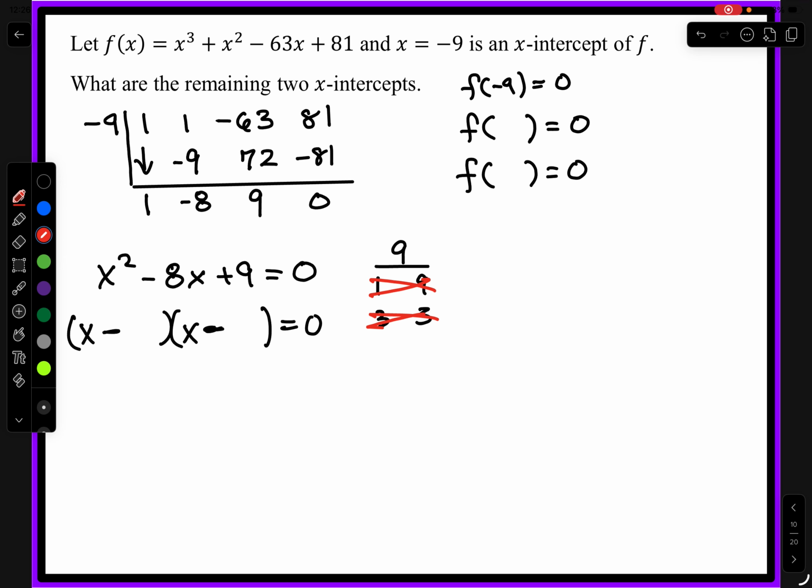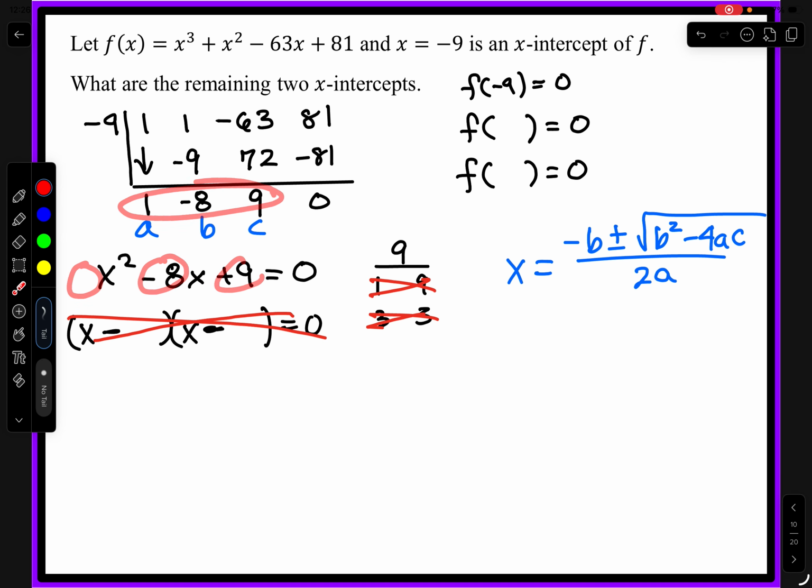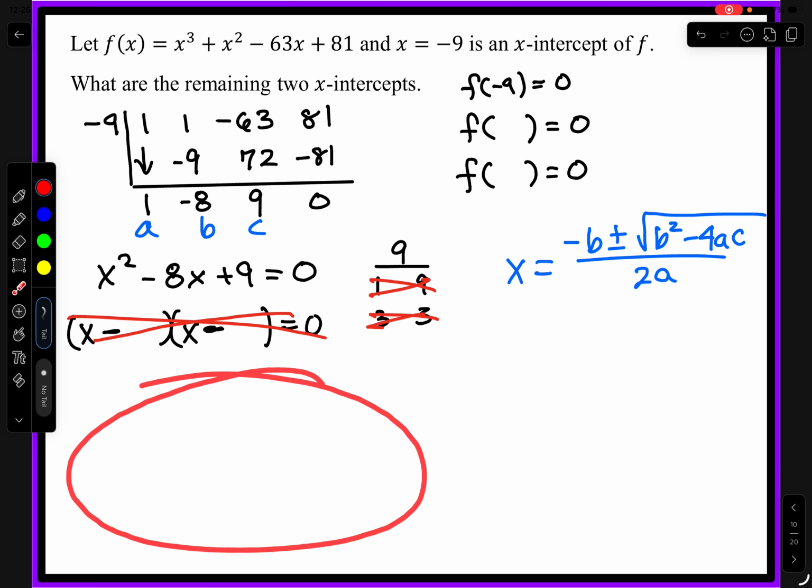So factorization is not an option. Doing this technique is not going to work. The only other option is to use the quadratic formula: x equals -b plus or minus the square root of b squared minus 4 times a times c, divided by 2 times a, where the values of a, b, and c come from the coefficients right here, which are listed already up there as well. So let's plug those numbers into this formula, and I'm going to do it down here.